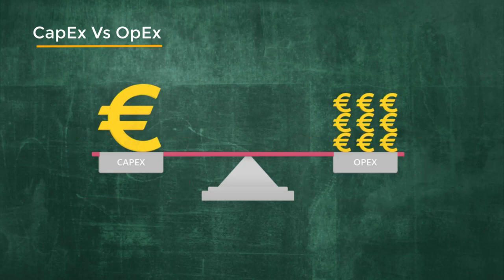CapEx or capital expenditure is the spending of money on physical infrastructure upfront and then deducting that expense from your tax bill over time. Capital expenditure is an upfront cost which has a value that reduces or depreciates over time. Operational expenditure is the spending of money on services or products and being billed for them now. You can deduct this expense from your tax bill in the same year. There is no upfront cost and you pay for the service or product as you use it.